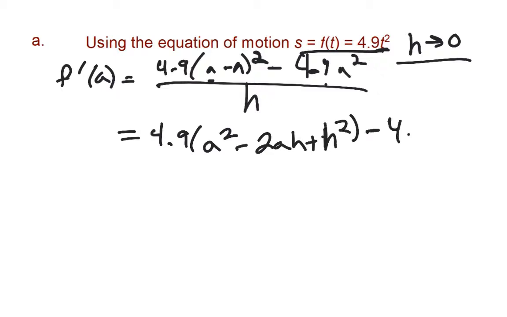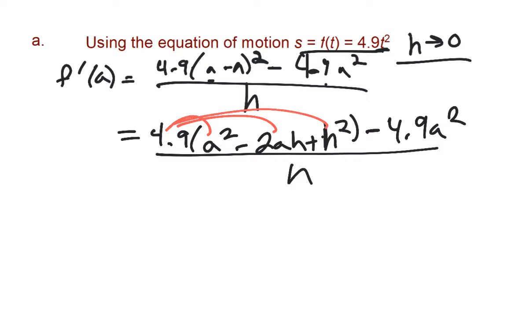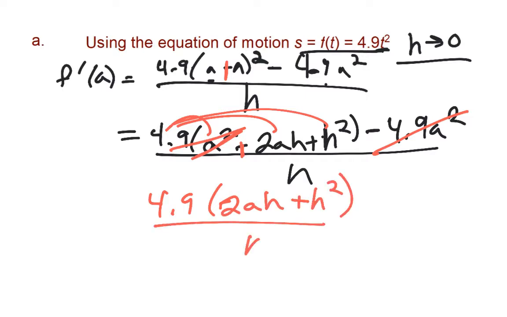And this is just 4.9 a squared all over h again. Now, I could distribute this through, but I'm not going to, because I'm going to notice something right here. This 4.9 a squared and that 4.9 a squared will cancel out. And I'm left with 4.9 times this plus 2ah plus h squared all over h.